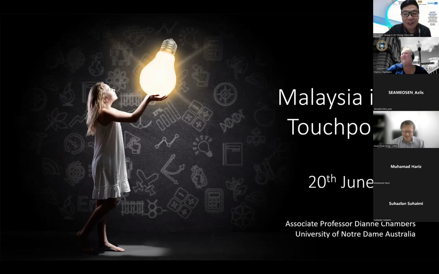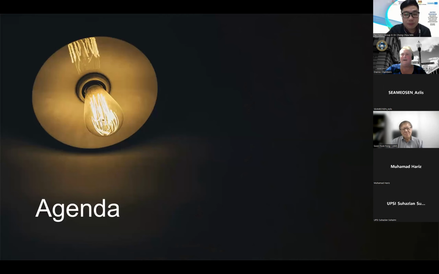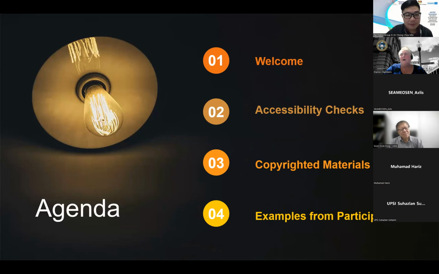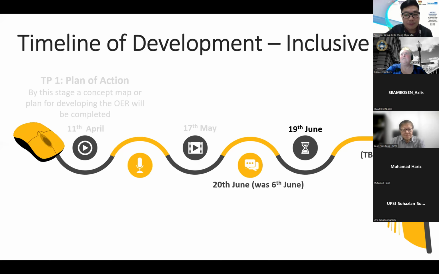Okay. All right. So today, Touchpoint 3. How exciting. I'm very excited. And we're really going to now look at your open education resource and how we can make sure it's inclusive. So this is the real crux of what we're supposed to be doing here. Today, we're going to have a look at how we check for accessibility. How do we make sure it's inclusive for as many people as possible? We're also going to have a bit of a look at some copyrighted materials. I've had a question around music, for example. And we're going to have some examples from participants. We're also going to provide a checklist for you to develop your 3-minute YouTube video that will then be part of our sharing.